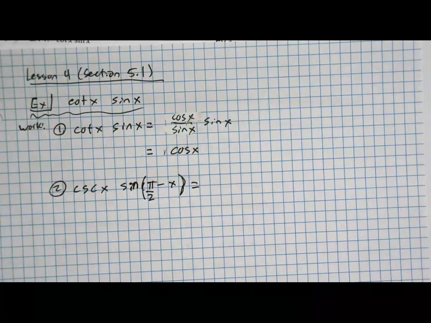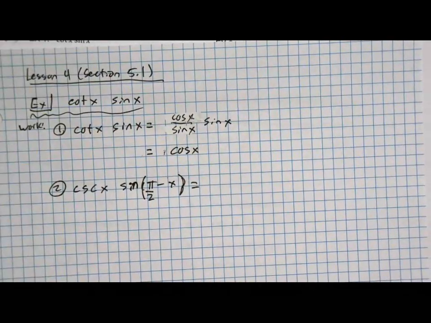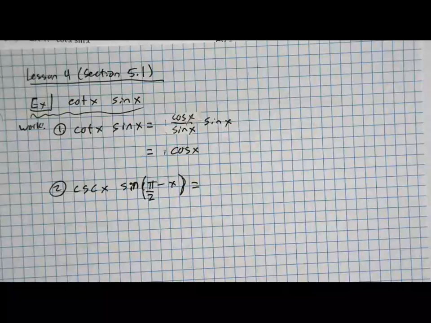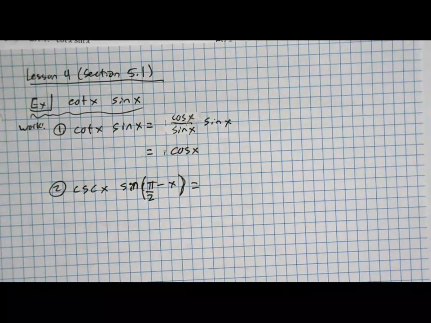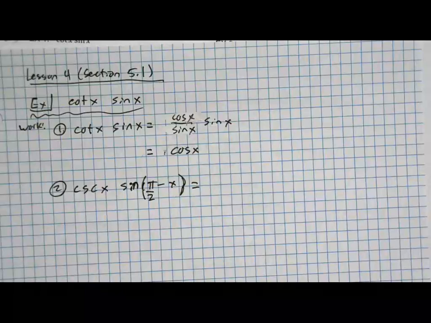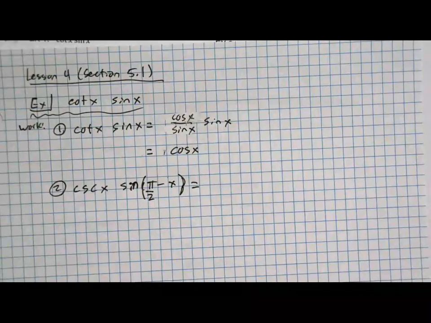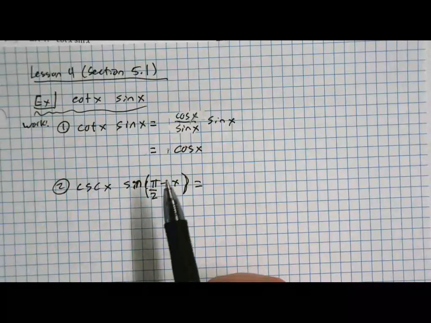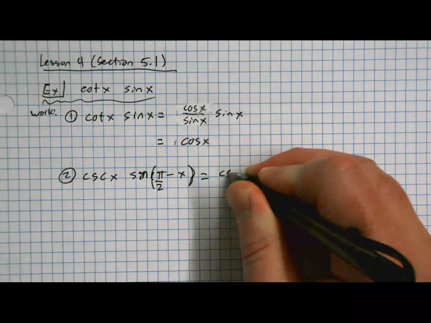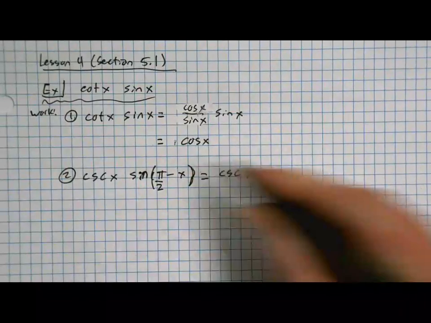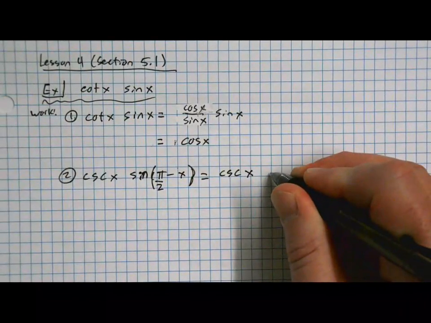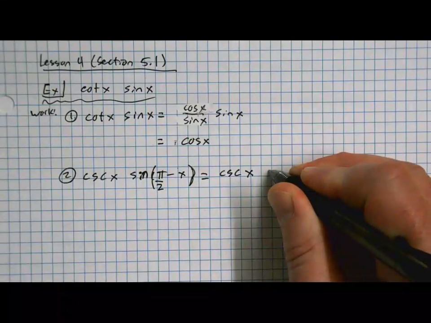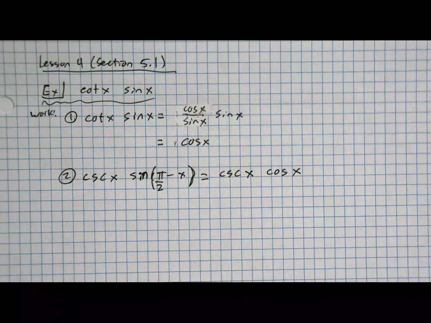Pi over 2 minus x, what does that make you think of? Which category of trig identities has the pi over 2 minus x's in it? Those are our cofunction identities. So let's use one of those. We can turn sine into its cofunction. The cofunction of sine is cosine. So we could just rewrite this as cosecant x, that didn't change, times cosine of x, since sine of pi over 2 minus x is equal to the cosine of x.